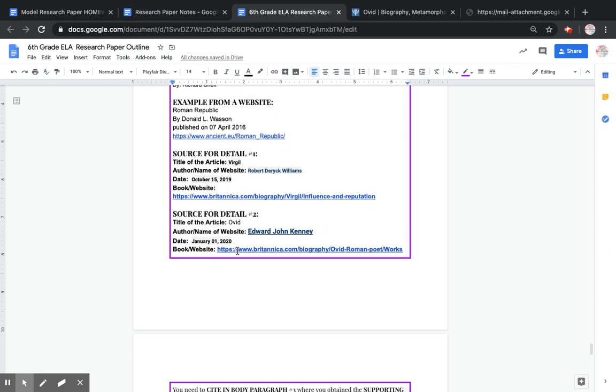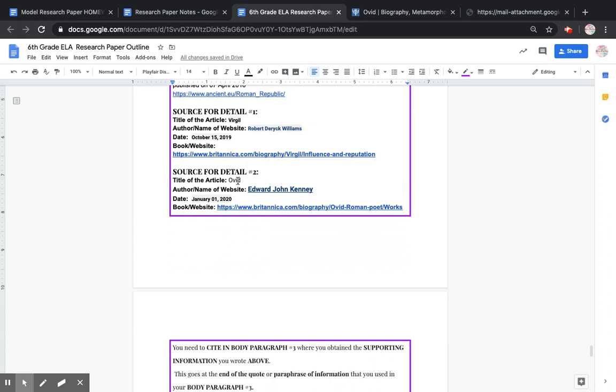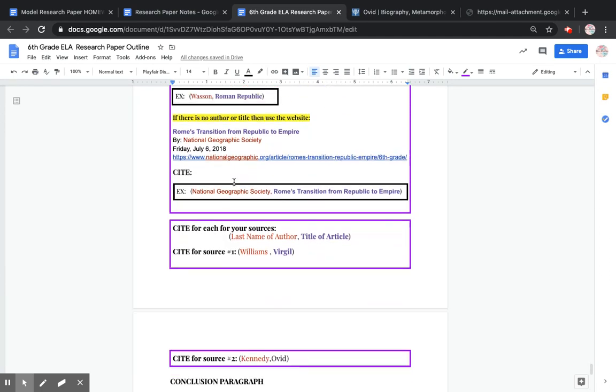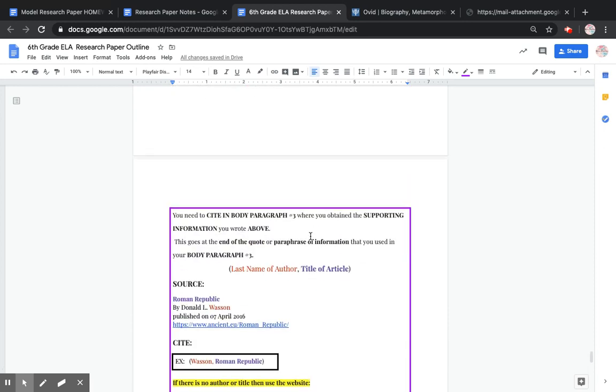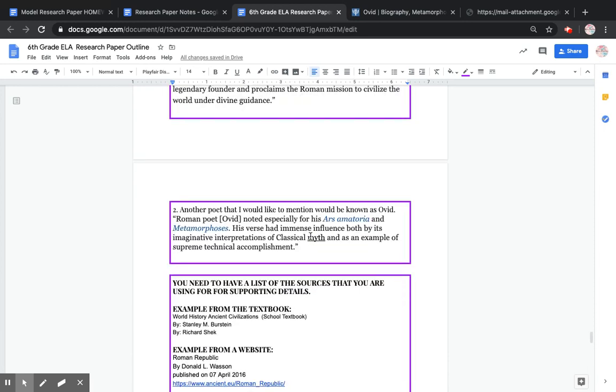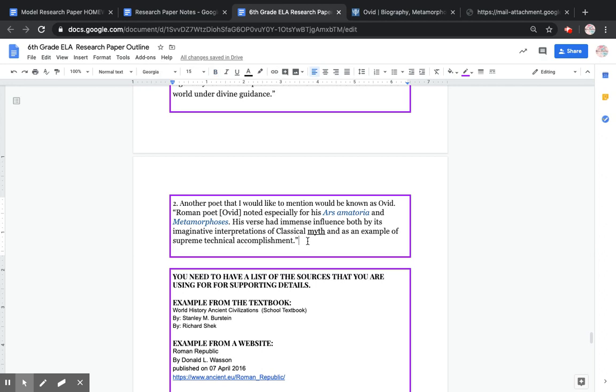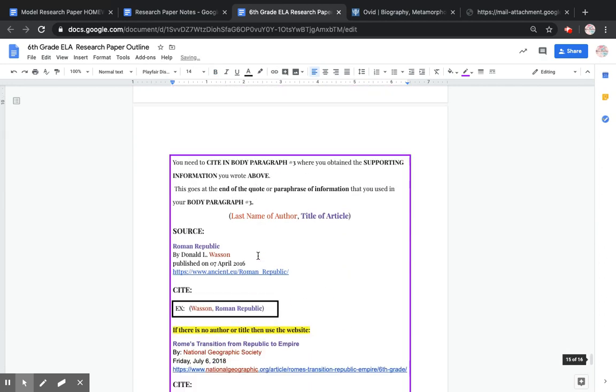And that article was titled Ovid, but it was written by Edward John Kennedy. So I know that it's going to be Kennedy, Ovid is my citation, and I have them written right here. So we have Williams, Virgil, Kennedy, Ovid. I have not copied and pasted, so I'm going to copy Kennedy, Ovid and make sure that's on my second detail that talks about Ovid.